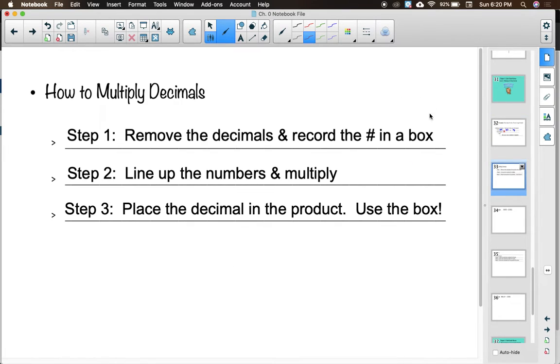All right, how to multiply decimals. I've got 3 rules. 3 steps. Step 1, remove the decimals and record the number of decimal place values in a box. I like the box method. I'll show that to you in a second. Step 2, we're going to line up the numbers as normal and just multiply like they're regular whole numbers. We're not going to go over how to multiply. You should already know that. Step 3, place the decimal into your product. This is the step you want to not forget. Don't forget to put your decimal back into your final answer. And we're going to use that number that we're going to place inside the box.